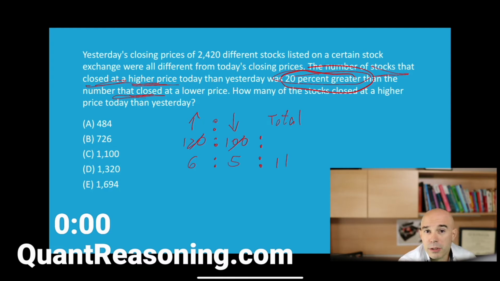Now, if we're not sure between D and E, there's another trick we can use here thanks to our ratio. You see, with stocks, we have an integer constraint. The number of stocks can't be some fraction. So the correct answer has to be a multiple of 6, because that's what we're solving for. It has to be some multiple of 6. Now, how do we test whether a number is a multiple of 6? We have to meet two conditions.